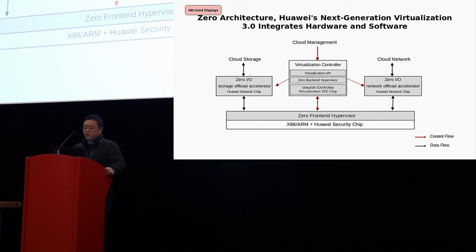We have a central control card named Virtualization Controller. This is the control of the whole system. And we also have some I/O accelerator cards, for example, the network accelerator card and storage accelerator card. As for the hypervisor, we split the hypervisor into the front-end hypervisor and the back-end hypervisor.